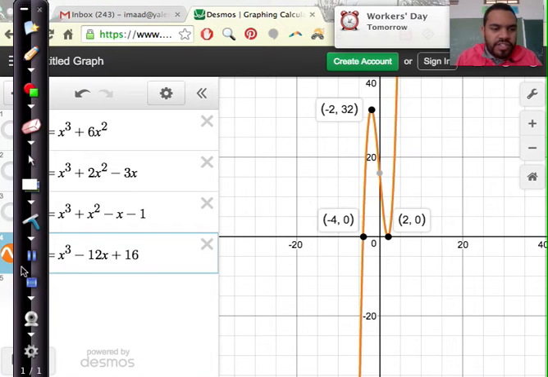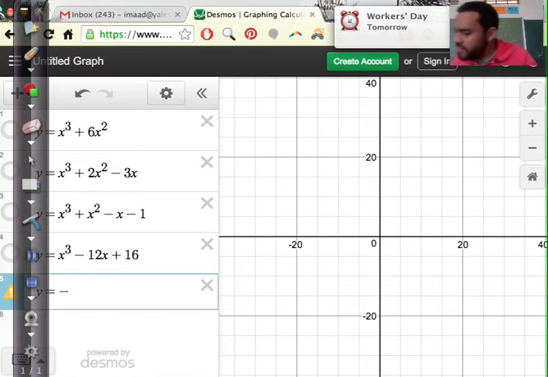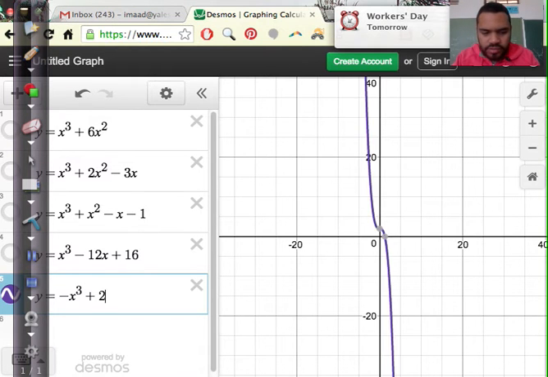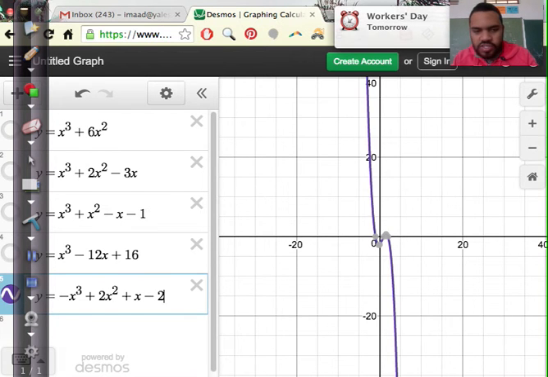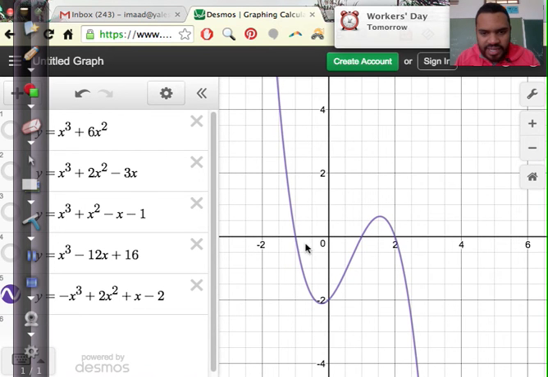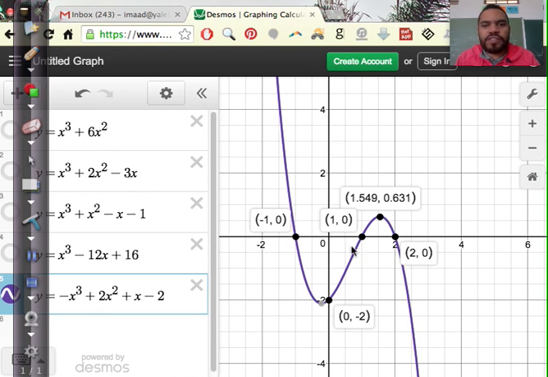Okay, let's go to the last graph very quickly. That is y equals negative x cubed, right, plus 2x squared plus x minus 2. And that graph looks like this. You know, it's sloping negatively like that, with a turning point at negative 1 and 0, and 1.55 and 0.63. Okay, and then the y-intercept is at 0 and negative 2, something we already know, and those are the corresponding x-intercepts. So that's what your graph should look like.